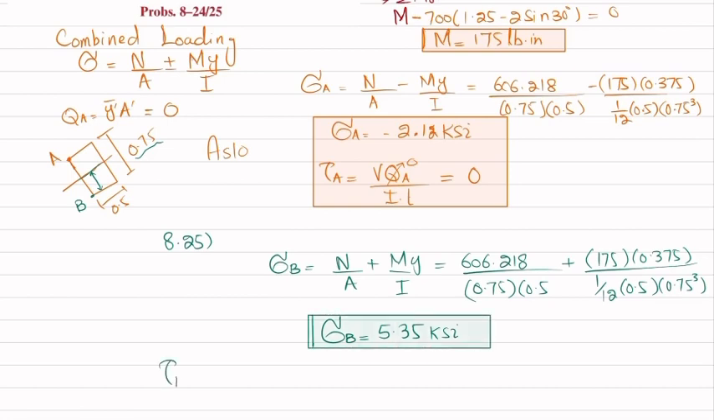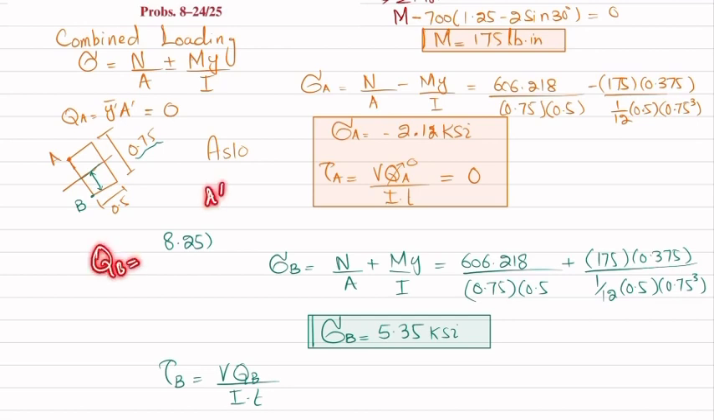The shear stress at point B is equal to V into QB divided by I into T, and you can see this is point B. So QB is equal to Y dash bar into A dash. There is no area above the B or below the B. So A dash is equal to 0.